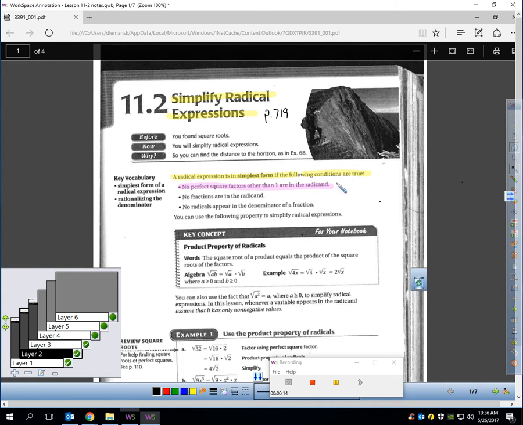Now remember, the radicand is what's underneath the square root symbol, so the only numbers underneath here can be non-perfect squares other than 1. If I have a perfect square underneath, I should take the square root of it, is what that's saying. There are no fractions in the radicand, so I can't have any fractions inside a radical. And no radicals can appear in the denominator of a fraction. These I would definitely get in my notes. These are the 3 steps to having a radical in simplest form.